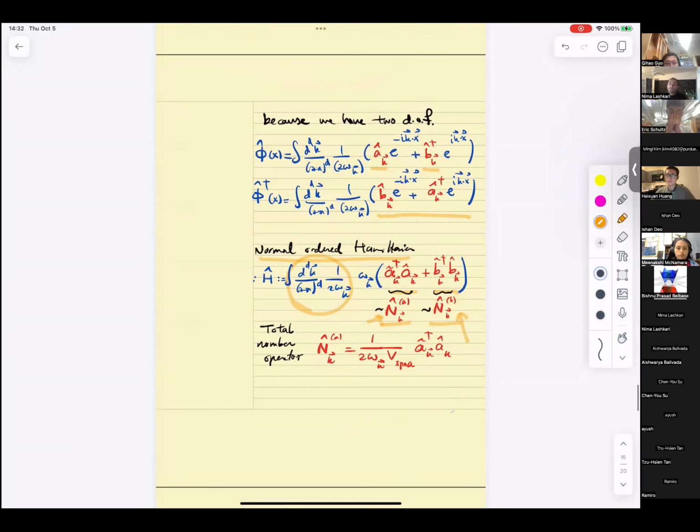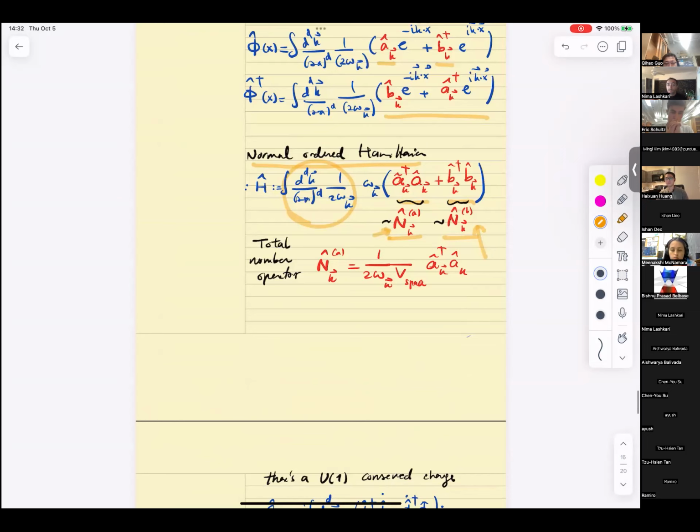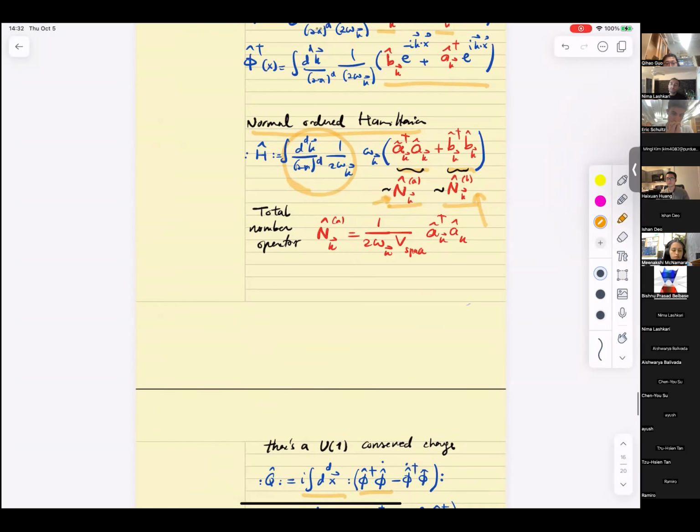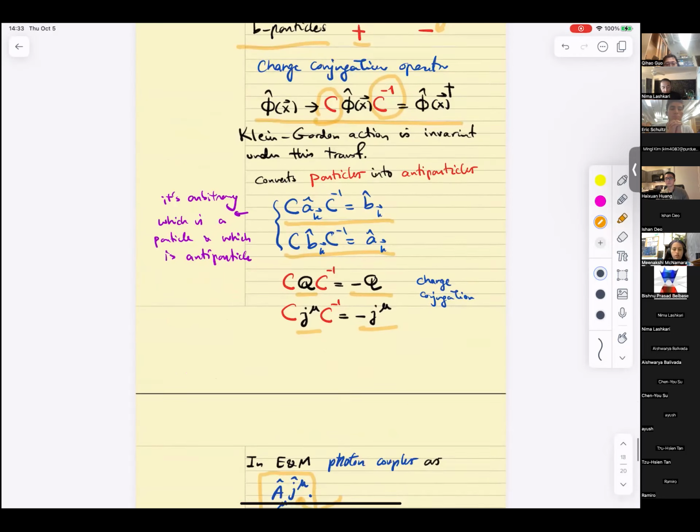Sorry, we said that we have a pair of degrees of freedom, and one of them is a particle, the other one is an antiparticle. They both contribute to the Hamiltonian, so they both have positive energy. However, they have opposite charges. One of them is +1, the other one is -1. And the total charge is basically the number of particles minus antiparticles. Because that number has to be conserved, in an interacting model you could create particles and antiparticles, but you always have to create them in particle-antiparticle pairs. That is basically all we said. All right, any questions?